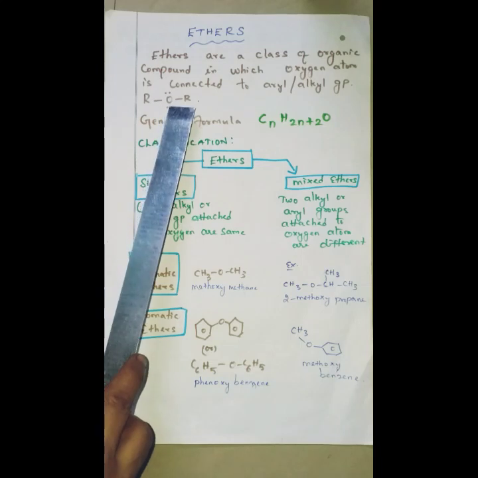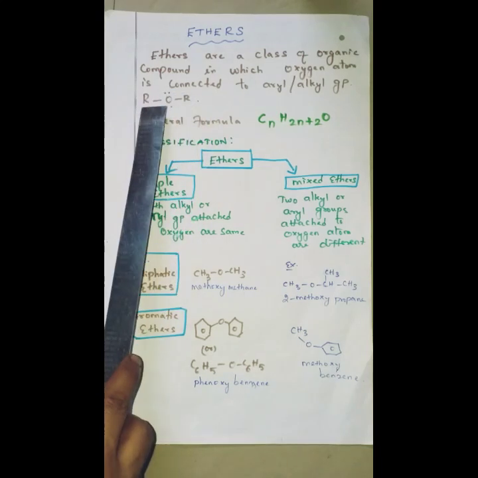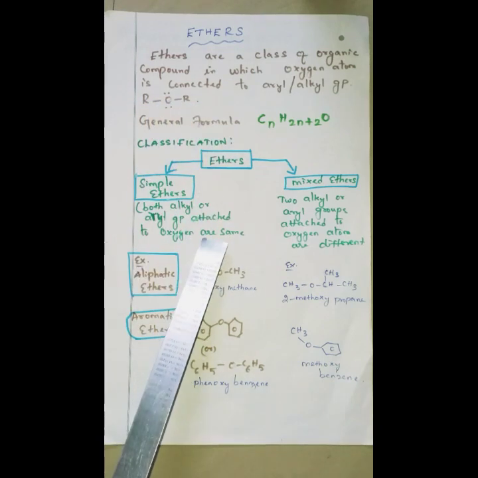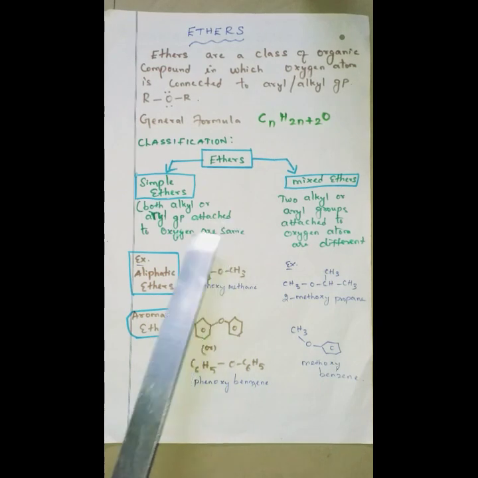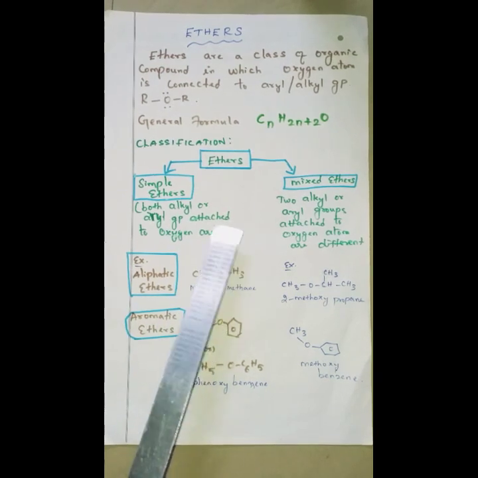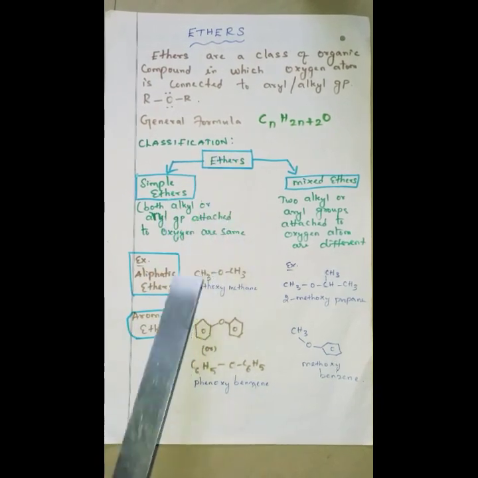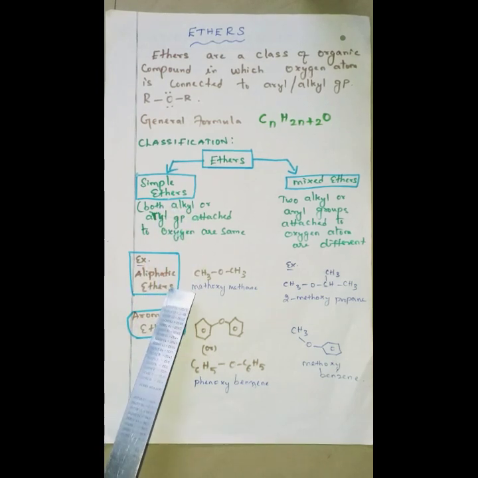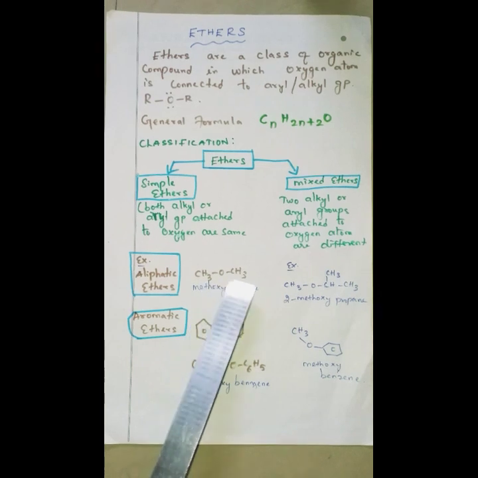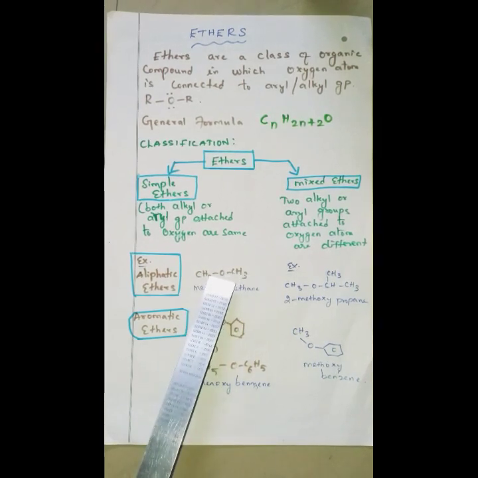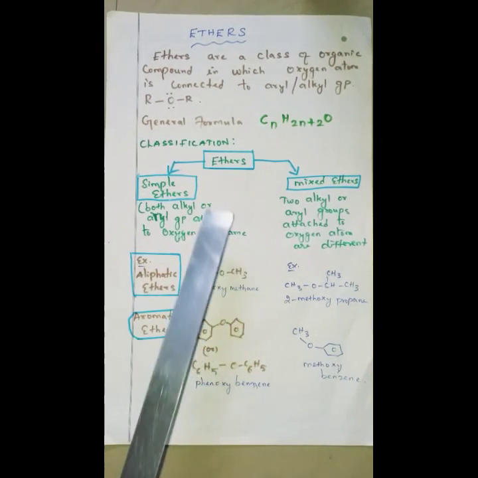In the ether compound, if the oxygen atom is connected with alkyl or aryl groups which are of the same type, that means both groups attached to oxygen are the same, we call it a simple ether. Example, for aliphatic ether, the oxygen atom is attached to alkyl group. Here also methyl, here also methyl. So this is an example of aliphatic ether, that is simple ether.